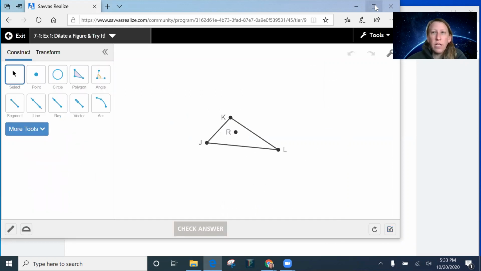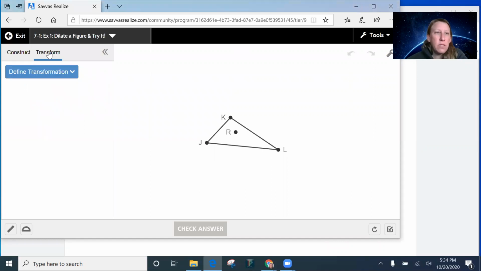So we have a triangle. You can see it, it's triangle JKL. And we want to make that bigger. We want to dilate it by a scale factor of 3, which means we want it to get 3 times as big. So I'm going to use these tools.